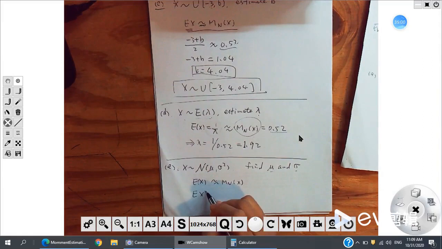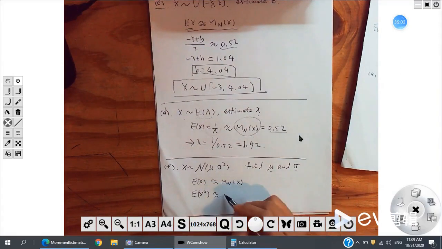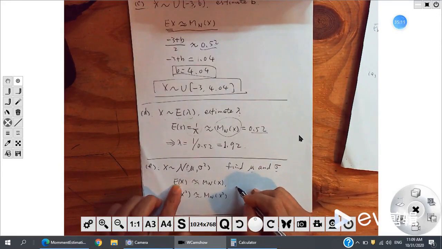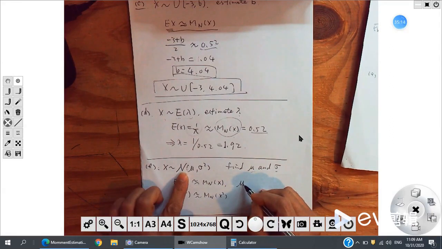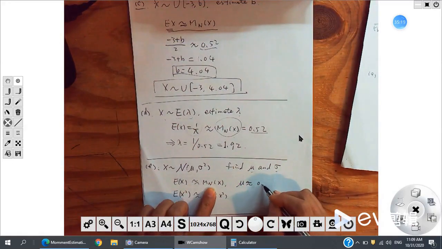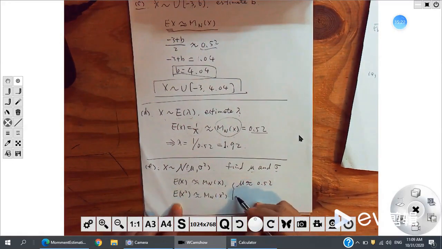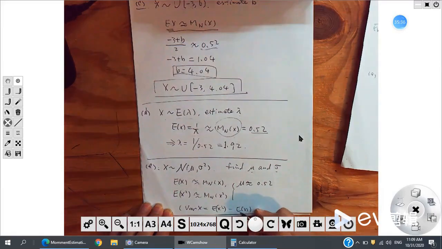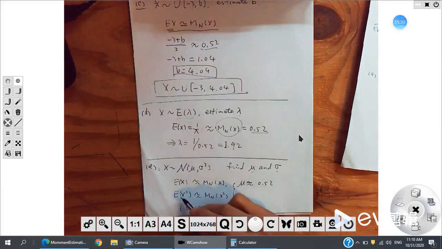So E[X squared] is close to the mean of n samples of x squared. Right? We want this. So for this one, E[X] is mu. For a normal distribution, E[X] is mu. So mu is close to this one, which is 0.52. And for E[X squared], we know the variance of x equals E of x squared minus the square of E[X].